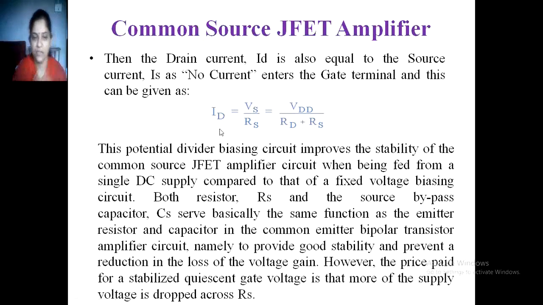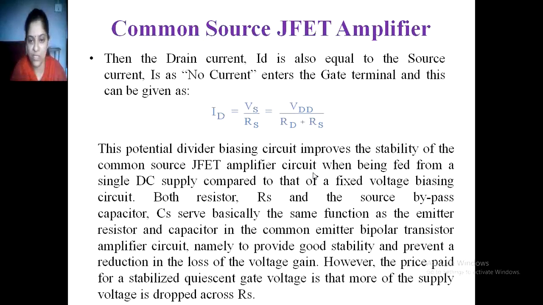Rd plus Rs. So this potential divider biasing circuit improves the stability of the common source JFET amplifier circuit when being fed from a single DC supply, compared to that of the fixed voltage biasing circuit. Here a voltage divider network is used, so the stability of this voltage divider biasing for the common source amplifier is most important.